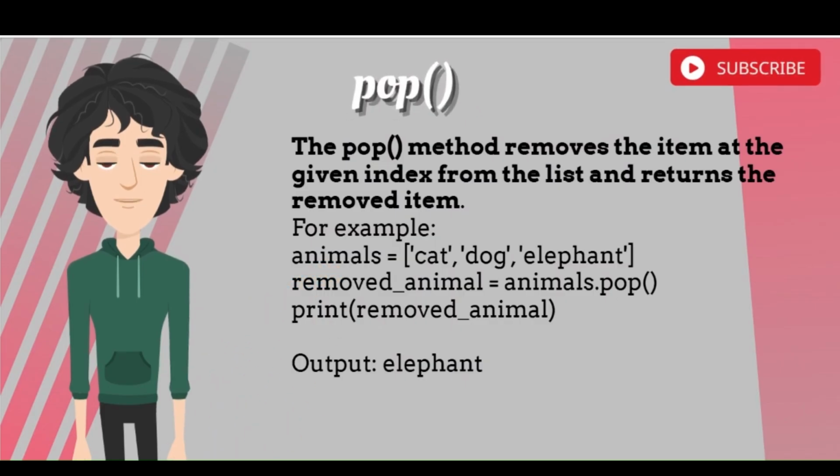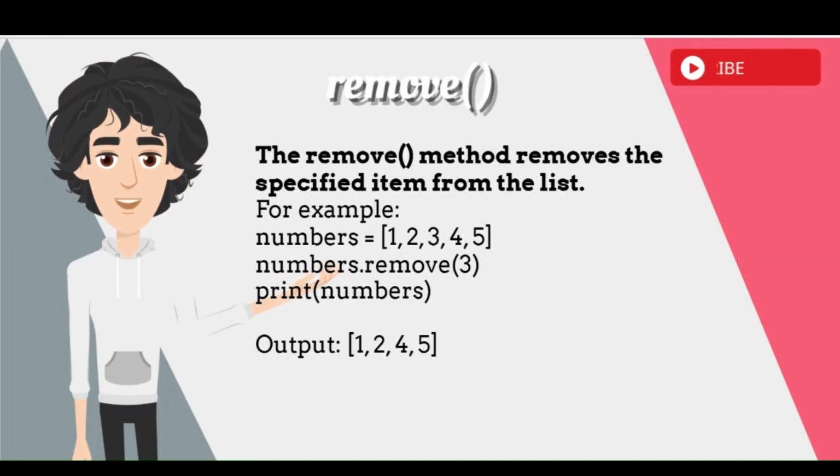Pop. The pop method removes the item at the given index from the list and returns the removed item. For example, animals equals cat, dog, elephant, removed_animal equals animals.pop(). Print removed_animal. Output, elephant.